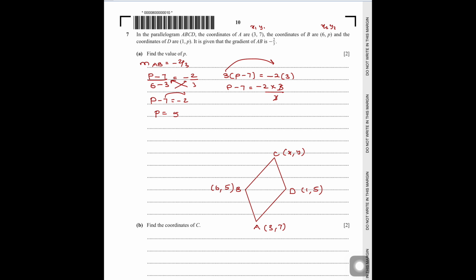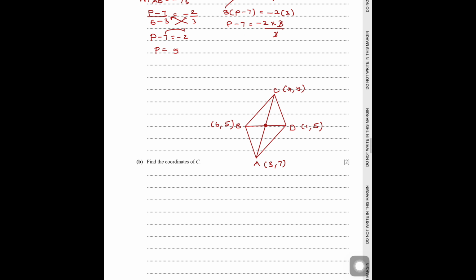So what do I do now? In a parallelogram, the midpoint, this point is the midpoint for both diagonals. So I find the midpoint of this and I equate it with that. So I'm writing 6 plus 1 divided by 2 is x plus 3 divided by 2. So 6 plus 1 is 7. 7 is x plus 3. X is 4.